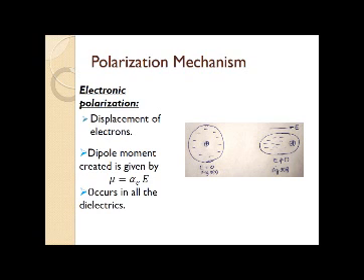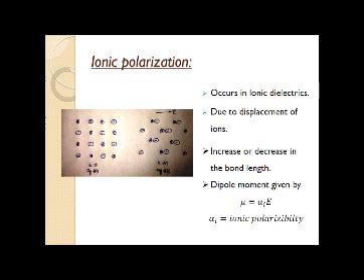And the second polarization mechanism is termed as ionic polarization. Here you need to remember that there is a restriction for this mechanism, that it occurs only in those dielectrics where ionic bonds are there. So consider one such dielectric material having ions. In absence of electric field, the arrangement of ions is as shown in figure 4a.